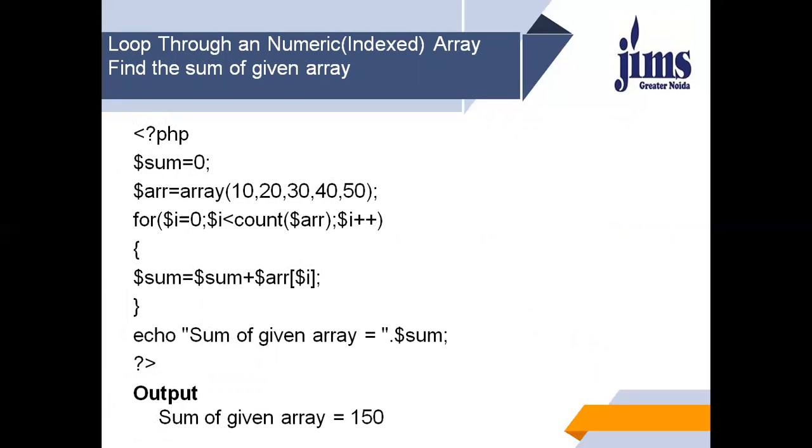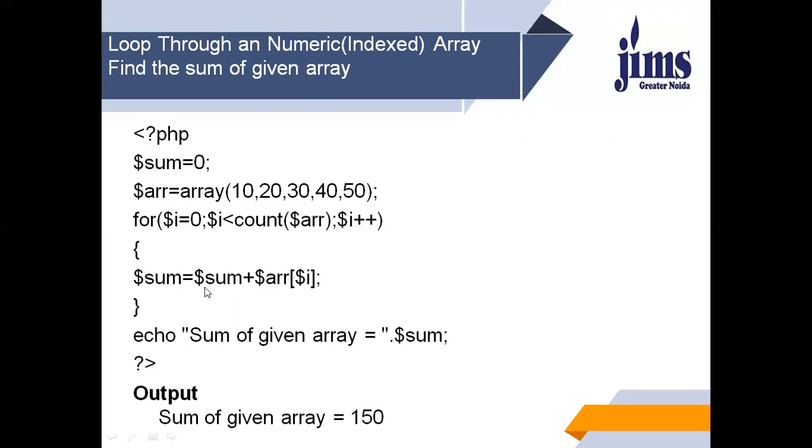Let's see one more example: loop through a numeric indexed array. You have to find the sum of a given array. So here, $sum = 0; you are initializing one variable sum to 0. Then $arr = array(10, 20, 30, 40, 50). So the name of the array is arr, and you are assigning 5 values from 10 to 50. Then you are using a for loop. You are initializing the counter variable to 0, and then you put a condition: $i is less than count($arr). So count($arr) will give you the number of elements in the array. So it will check whether $i is smaller than 5 in this case. Then $i++, this is the increment operator.